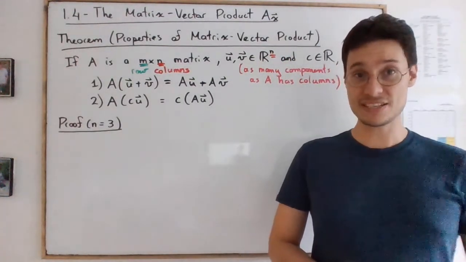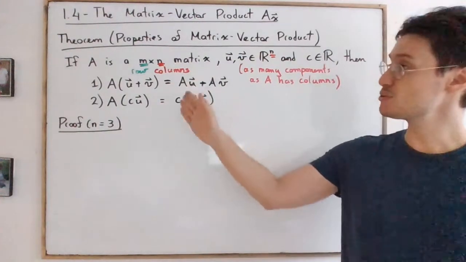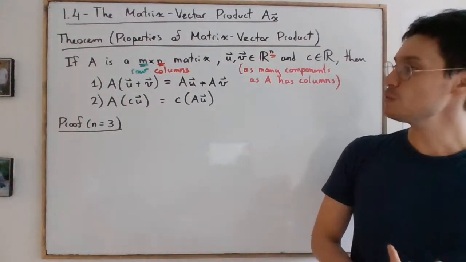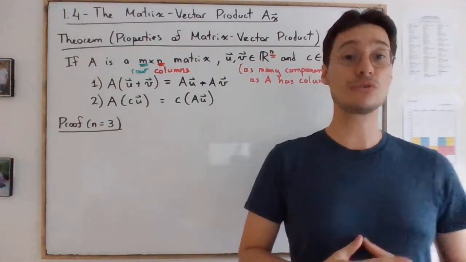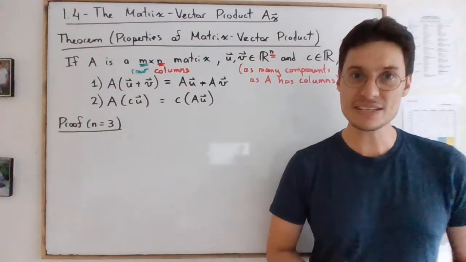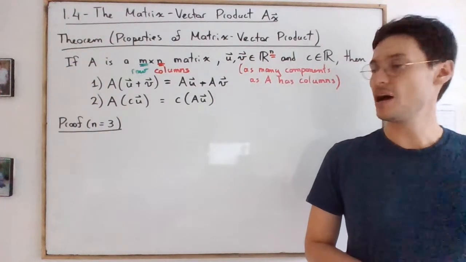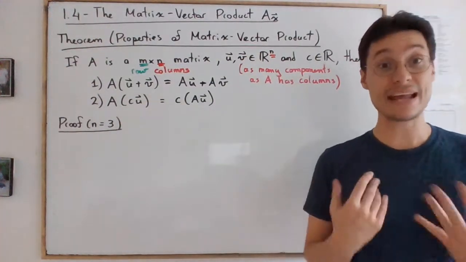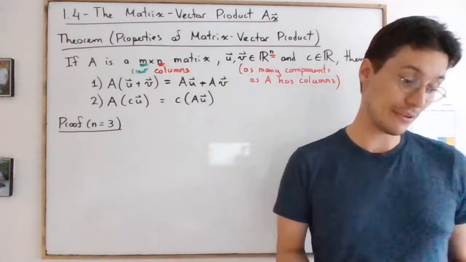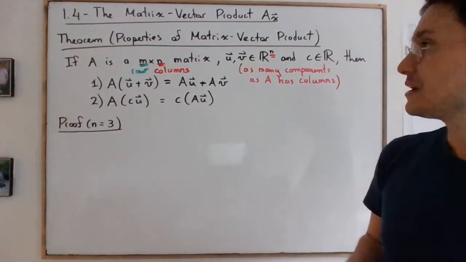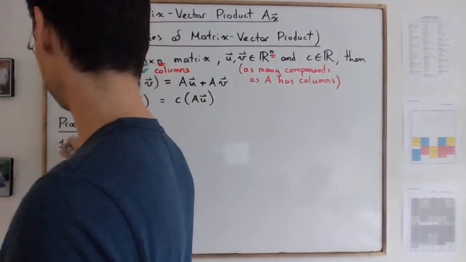The point of this video is to do the proof of these two statements. We will do the proof only in the special case in which n is equal to 3, because if we are able to do the proof for n equals 3, it's easy to generalize to higher values of n. So let's start with 1.